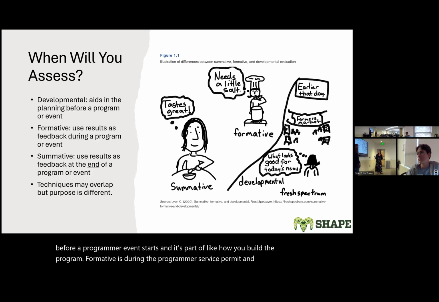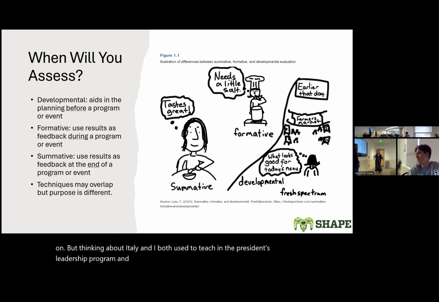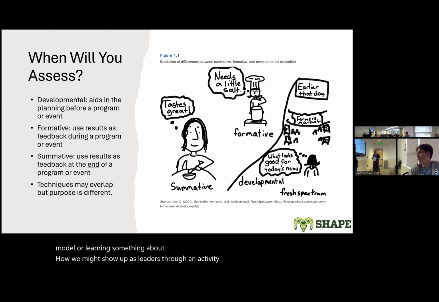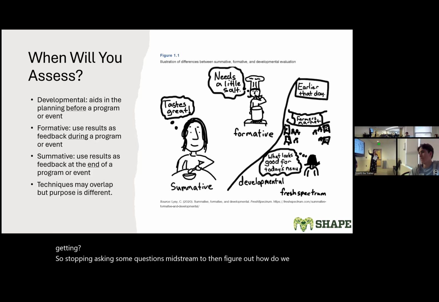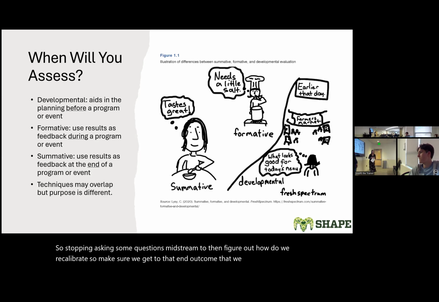And the best example I have for this one, there's probably a million more, so put your brain on, is that Emily and I both used to teach in the President's Leadership Program, and there are many sessions where all of our sections would come together in year 1 and talk about some kind of identity model, or learn something about how we might show up as leaders through an activity or intervention. And partway through that intervention, we're like, are people getting what we want them to get? So we stop and ask some questions midstream to figure out how we recalibrate to make sure we get to that end outcome that we wanted. So that's an example of formative.